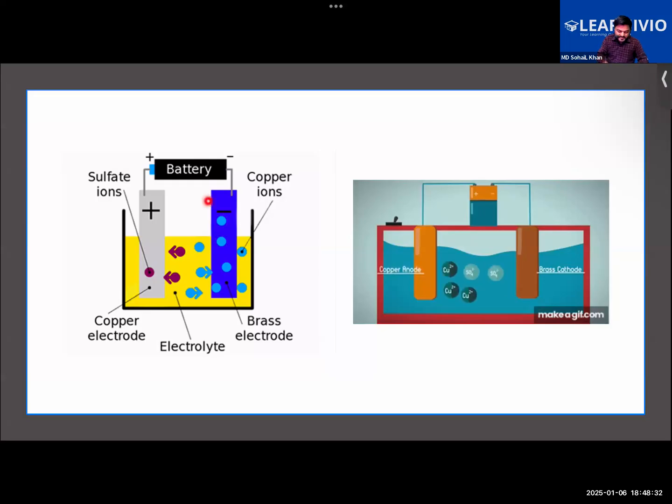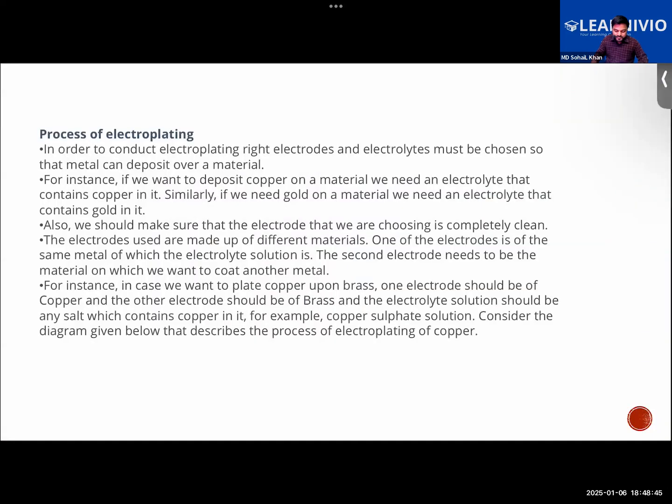The very first thing is that we need to have a setup like this. We need the electrodes, the electrolyte, connecting wires and a battery, and all that is required. The very first thing we are going to do is that the right electrolyte and the right type of electrodes must be chosen.